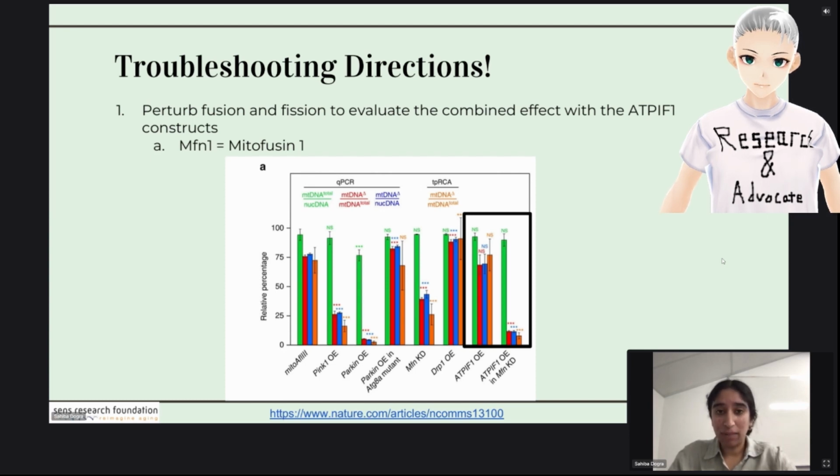It's a gene called mitofusin-1 that is responsible for mitochondrial fusion. Mitochondria are not static organelles. They fuse and they split apart. And if they are stressed or dysfunctional, they can fuse. And that fusion actually makes them more resistant to mitophagy and prevents ATPIF1 from doing its job to get rid of those dysfunctional mitochondria.